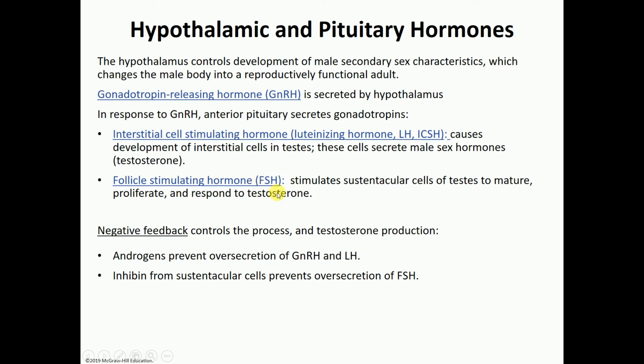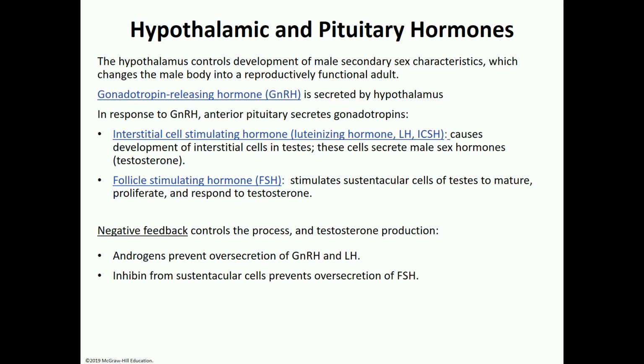Follicle stimulating hormone stimulates the sustentacular cells to start to mature and start the process of spermatogenesis, which means that they are responding to testosterone. While luteinizing hormone, in males also known as the interstitial cell stimulating hormone, stimulates the interstitial cells to start producing the male sex hormones, which are collectively known as androgens with an S. The most important is testosterone.